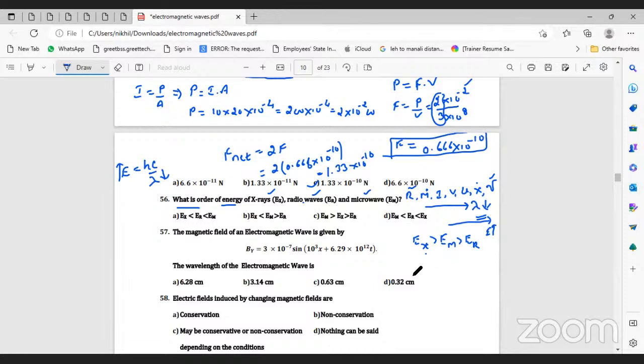And radio waves have more wavelength, so less energy. So which one will be the right option? X-ray energy is more, but they are telling X-ray energy is less. This is not possible. This is also not possible because they are telling that the energy of X-ray is less.